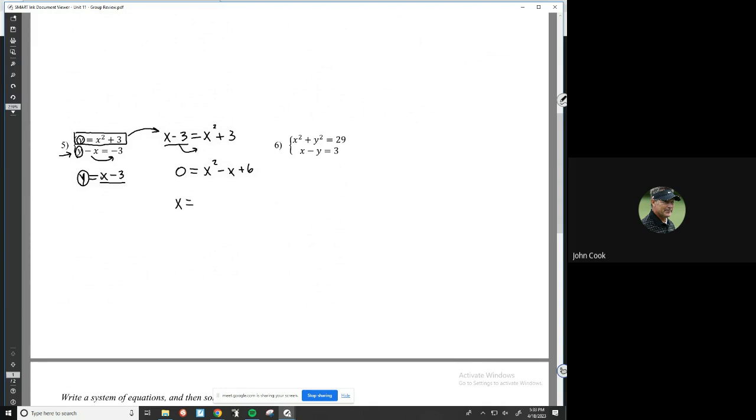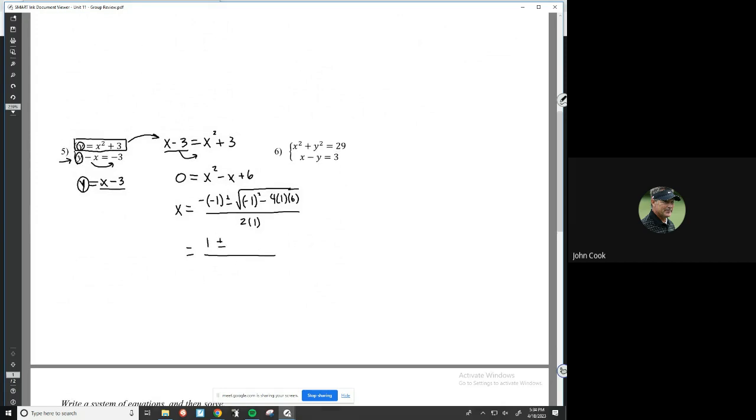So x equals negative b, so the negative of negative 1, plus or minus the square root of b squared, negative 1 squared, minus 4 times a times c, all over 2a, so 2 times 1. That's not really going to matter much, because watch what happens. The negative of a negative is a positive, so 1 plus or minus. Oh boy, look at that discriminant. We get negative 1 squared, 1, minus 4 times 1 times 6, which is 24. So we get a negative 23.